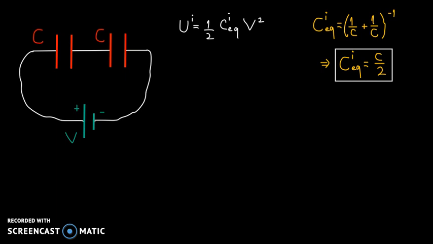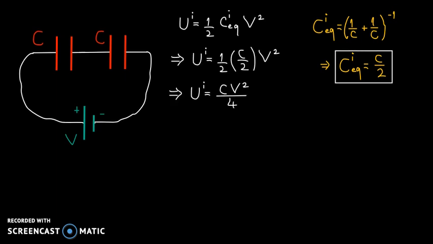Now let's use this value to calculate the initial value of potential energy. We substitute C/2 for equivalent capacitance and simplify. We get CV squared divided by 4 for the initial potential energy.